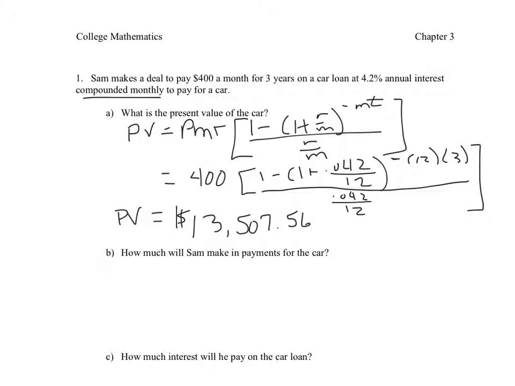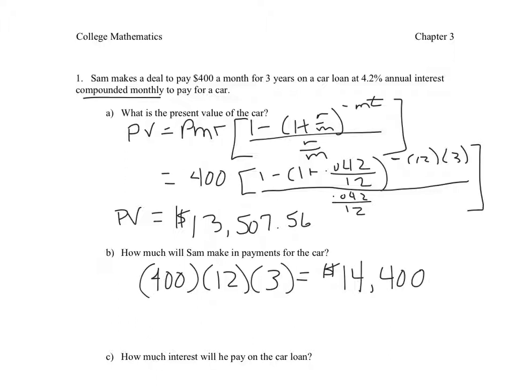Now, let's also check and see what kind of interest Sam is having to pay for this car. So we need to know how much Sam is going to be making in payments for the car. Well, if he makes his payment at $400 a month for 12 months for 3 years, if we multiply that out, he's paying $14,400.